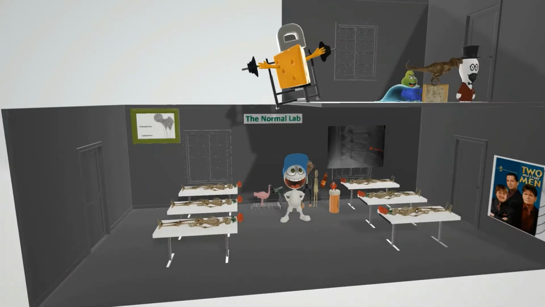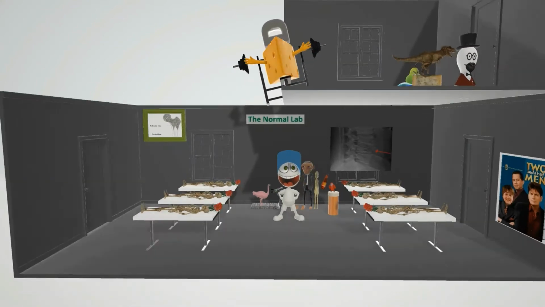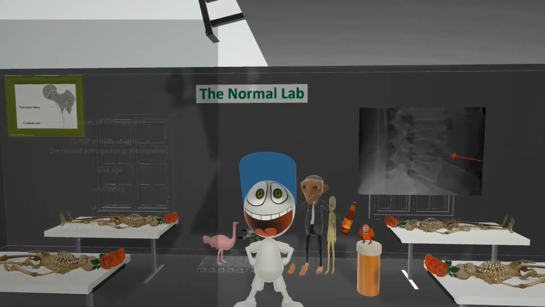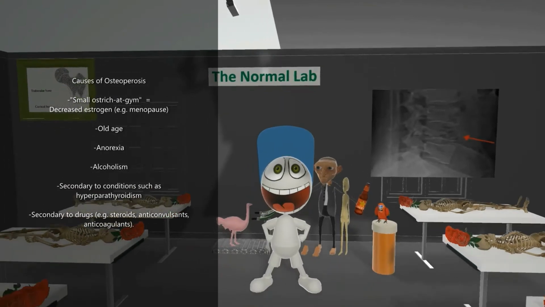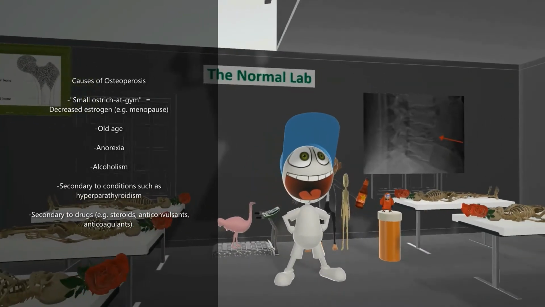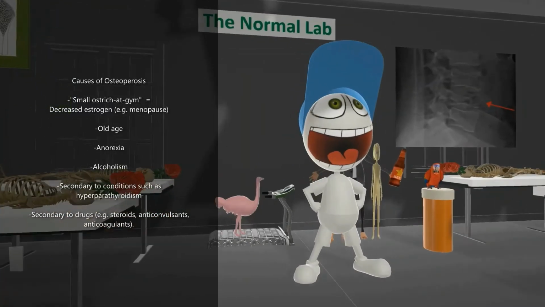Okay, what are the causes of osteoporosis? For that, we need to take a look behind this boy over here. So he's so scared that he doesn't even realize that there's an ostrich exercising behind him. Well, it's ostrich at the gym. Ostrich at the gym for estrogen. And the reason why the ostrich is really small is to help us remember the estrogen is decreased. Decreased estrogen can lead to osteoporosis. For example, a woman post-menopause. And this is because estrogen is important for inhibiting bone resorption. So without the estrogen, bone resorption will be favored.